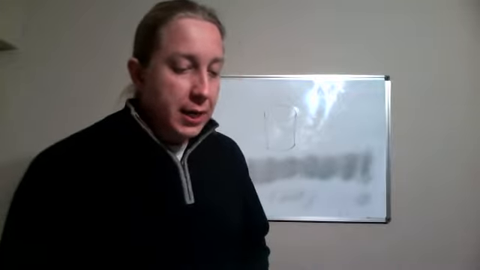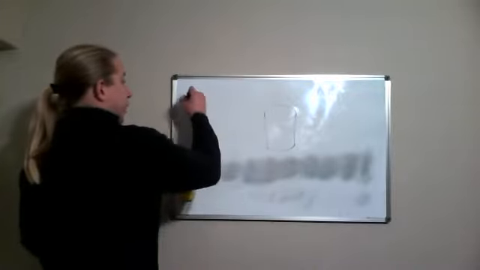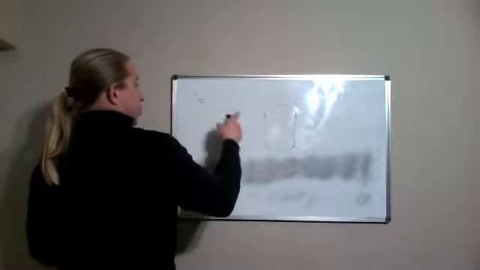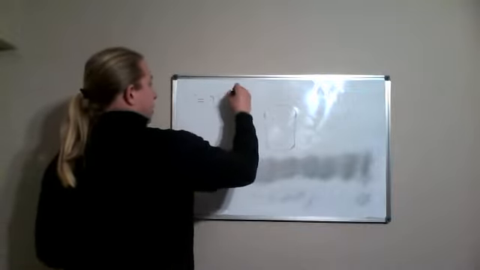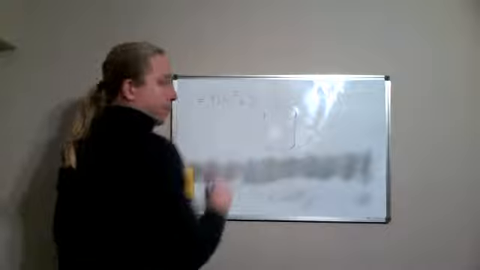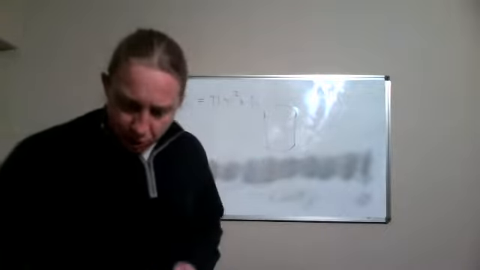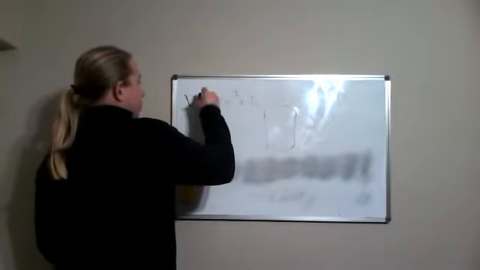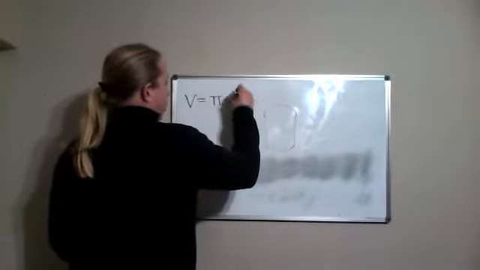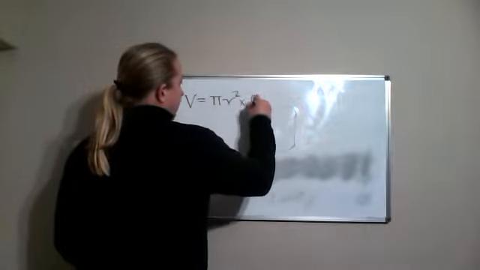So 5 kiloliters. If we use our volume formula, volume equals pi r squared times height. Sorry guys, my Coke is running out. Okay, so volume equals pi r squared times height.